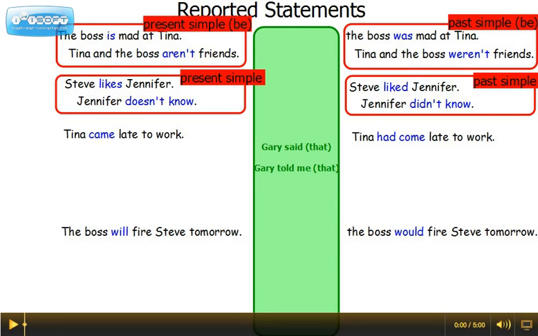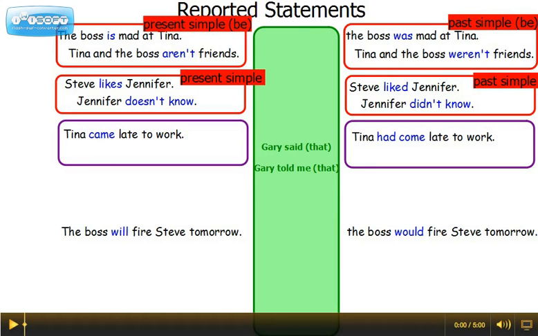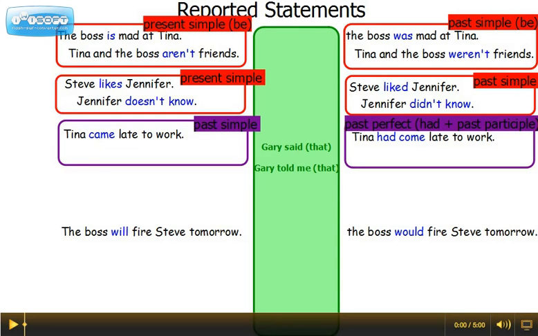Here's an example in the negative. Remember, doesn't and don't in the present are didn't in the past. Jennifer didn't know. What happens when I already have a verb in the past? Tina came late to work. This verb is in the past, and on the right, it becomes the past perfect, which is had as an auxiliary plus the past participle. Gary said that Tina had come late to work.